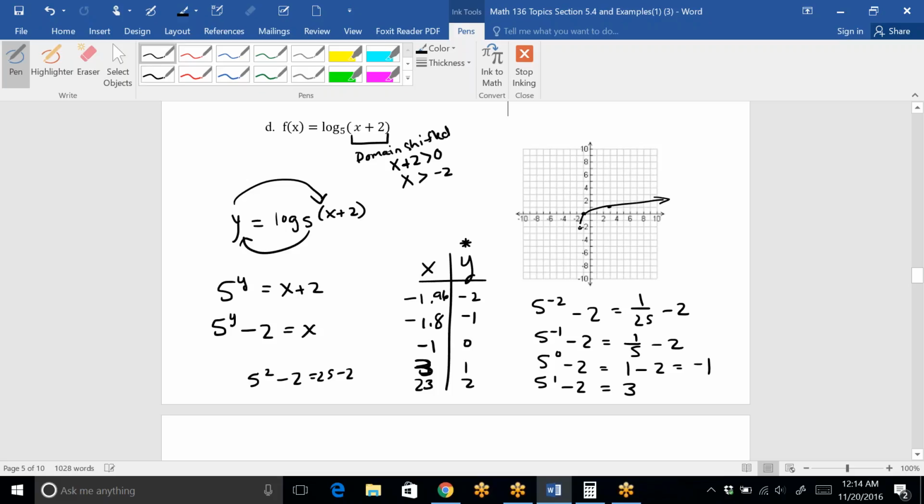But notice that this graph has not changed its shape, but it has shifted to the left too. When you have something added or subtracted inside of a log, this will shift your asymptote. Whereas in the exponentials, it was if it was added or subtracted at the end, because it had a horizontal asymptote, which is shifted either up or down. Vertical asymptotes get shifted right or left. So this now has an asymptote at x equals negative 2.